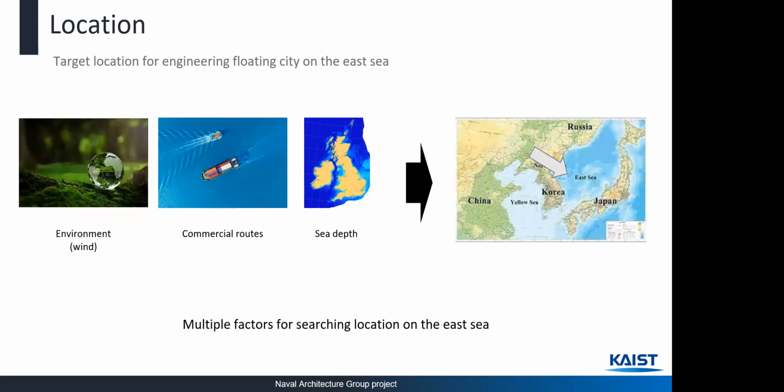Selecting the location of the floating island is much more complicated than just placing a ship or another wind turbine. Multiple elements such as environmental concerns, wind profile, nearby ocean, and commercial aspects must be considered. In this project, to consider all aspects, we look at the data of wind flow, commercial routes, and sea depths for stability to select the best location.